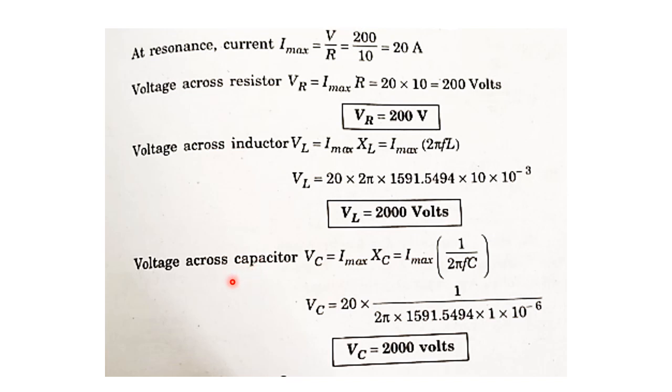And the next one is voltage across capacitor, and for that the formula is I into capacitive reactance XC. XC is equal to 1 by omega C. Omega is 2 pi F, and therefore substitute the values of F and C and simplify, you will get VC is equal to 2000 volt.